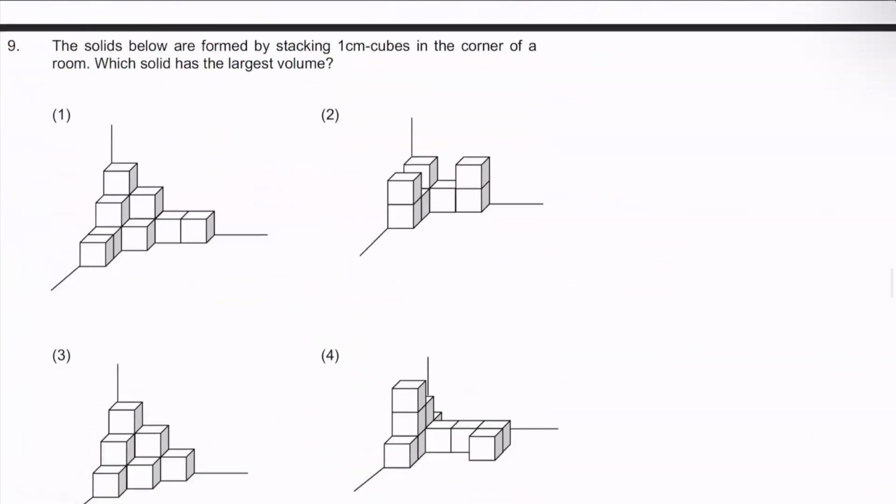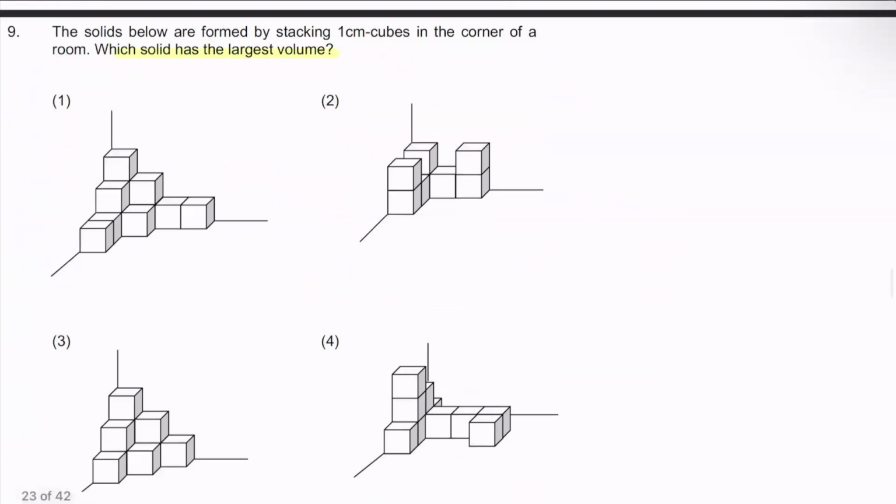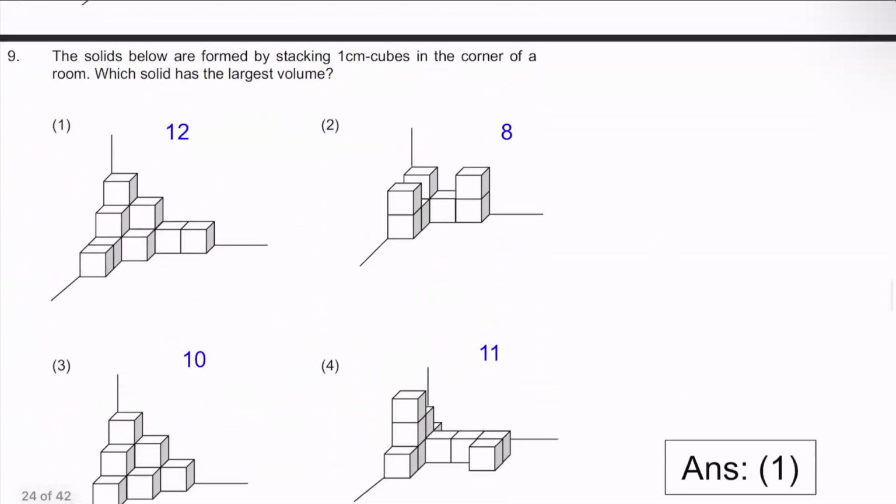Next, question number 9. The solids below are formed by stacking 1 cm cubes in the corner of a room. Which solid has the largest volume? So to find the largest volume, all you have to do is just find out how many cubes exactly are there in each choice that you have. Why? Because it is 1 cm cube, so it doesn't matter. So you just calculate how many cubes are there.